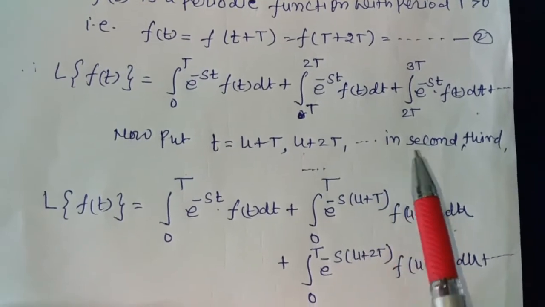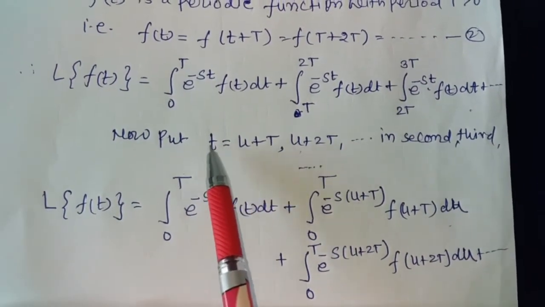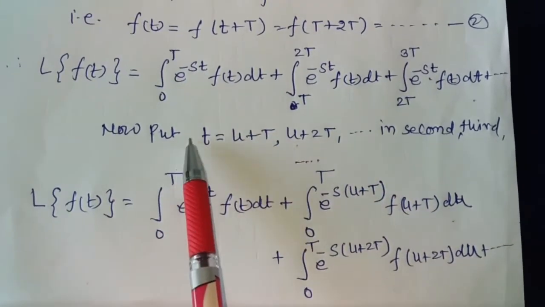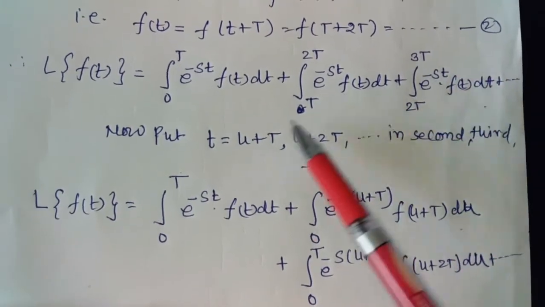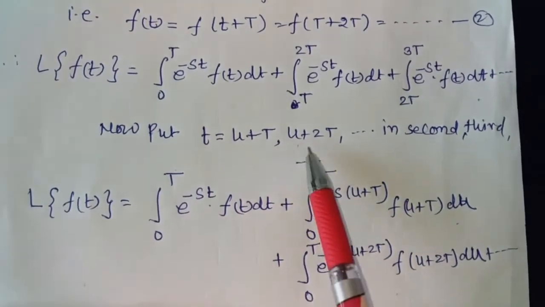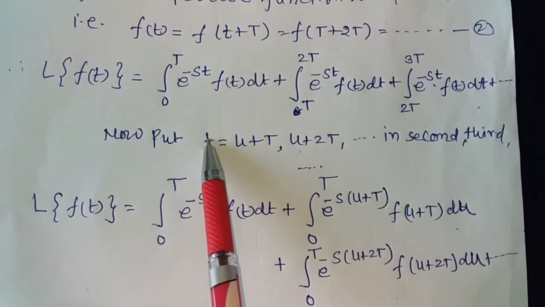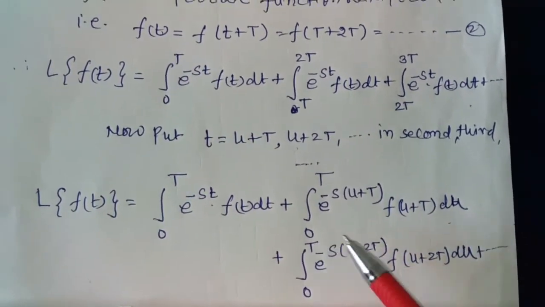Now for the limit of integration, the lower limit of small t is 2T. So we put t equal to 2 capital T. So 2T and 2T cancel and we get the lower limit of u is 0. And for the upper limit we put here 3 capital T. Then we get u equal to 3 capital T minus 2 capital T, which gives T. So the upper limit of u becomes T, and so on.